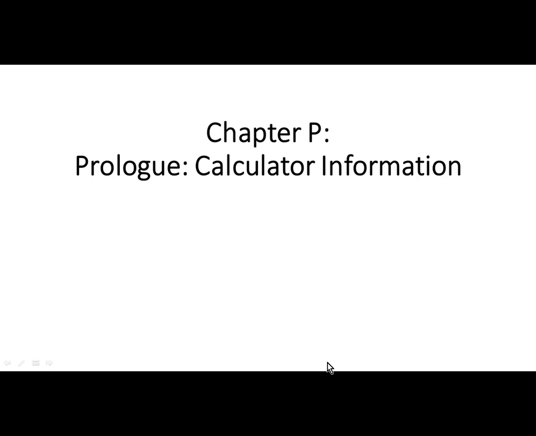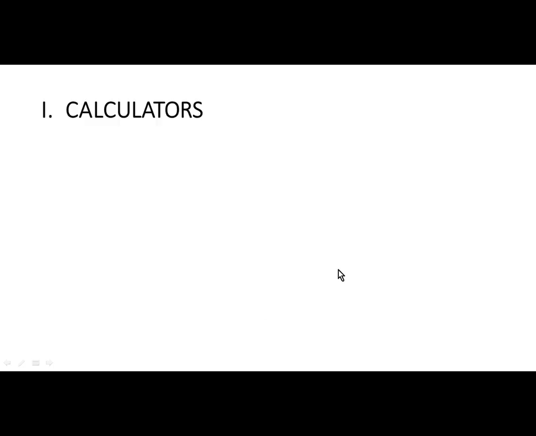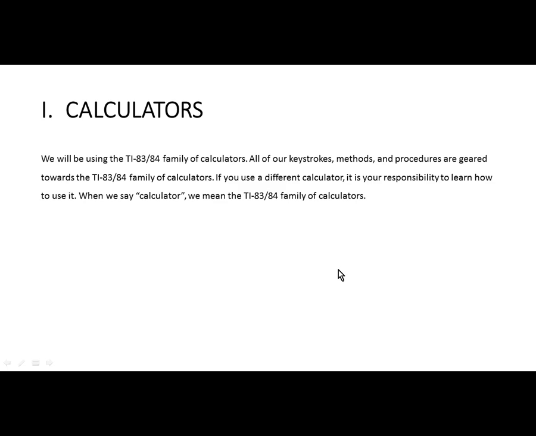This is Chapter P, Prologue, Calculator Information. Part 1, Calculators. We'll be using the TI-83/84 family of calculators. All of our keystrokes, methods, and procedures are geared toward the TI-83/84 family of calculators. If you use a different calculator, a different brand, like the Casios, it is your responsibility to learn how to use them. So from now on, when we say calculator, we mean the TI-83/84 family of calculators.